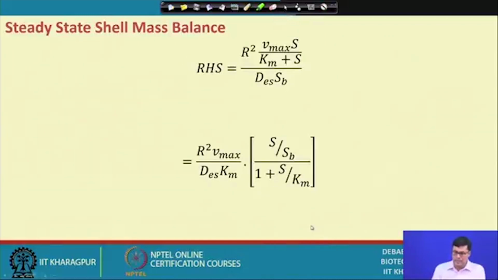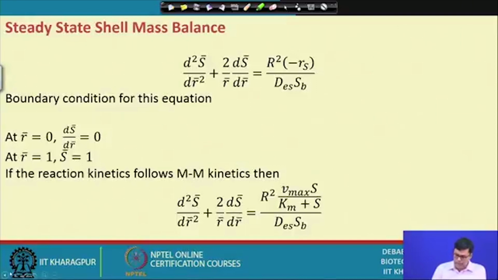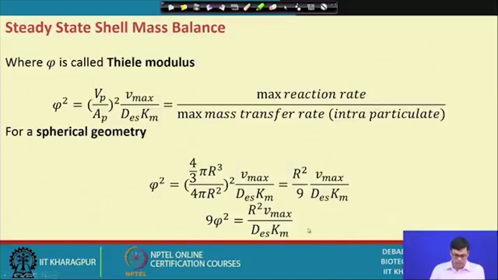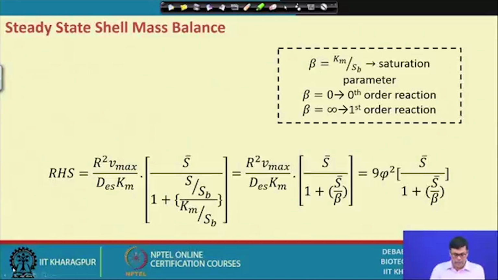Now finally the right hand side. I can write this equation in this form, and this is equal to R square V, and d km you can take out. This I can write S by SB 1 plus that. Just we divide by SB, we can get this equation, that we can write this equation like this. Then the right hand side again we can write in this form.